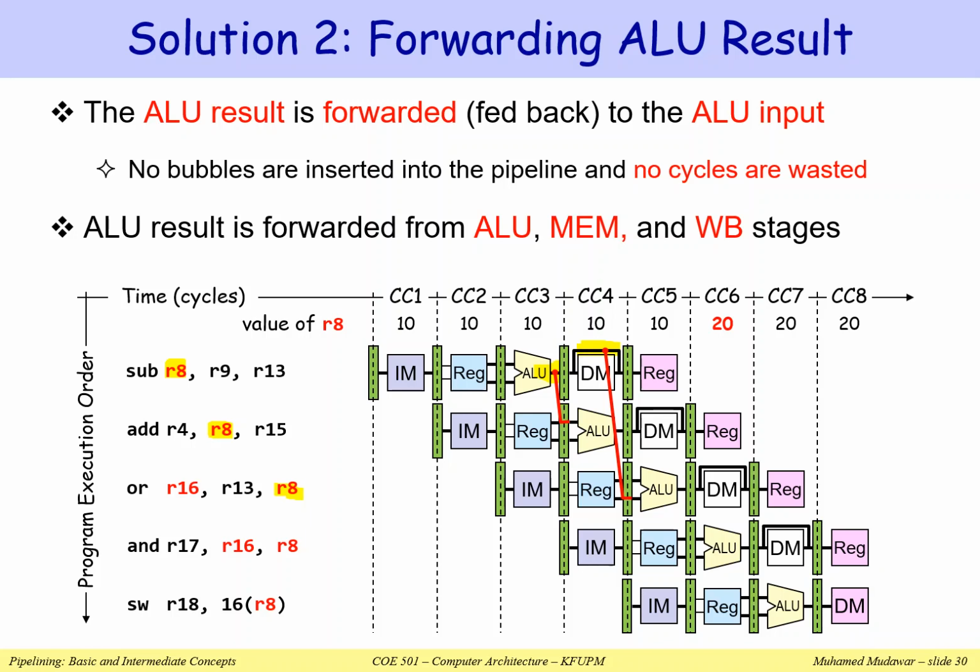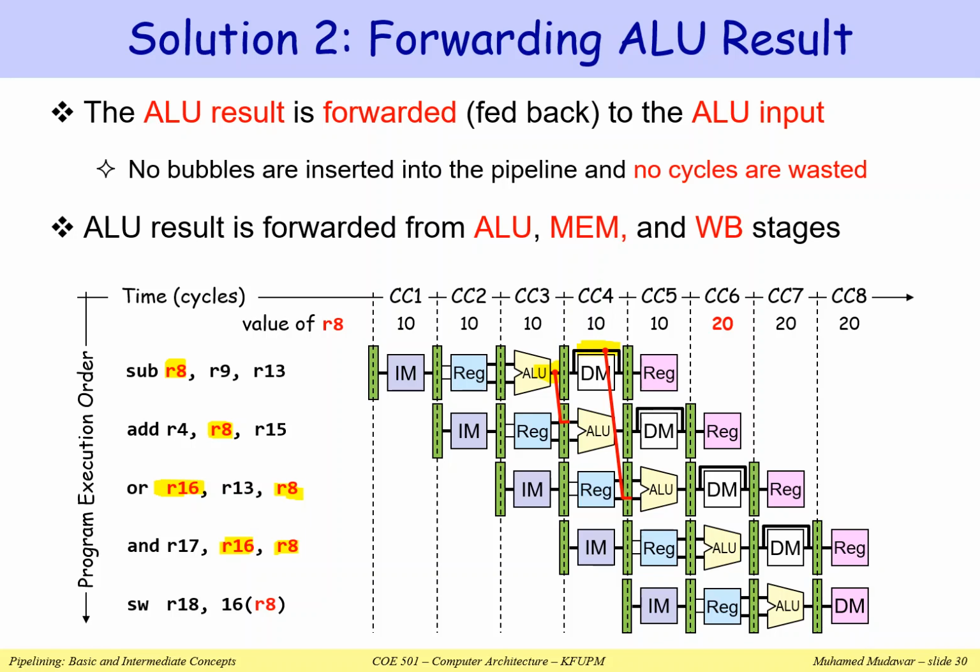Now let us take a look at this AND instruction. I changed this AND instruction. Now this AND instruction is going to read R16 and R8. R16 is computed by the OR instruction. Therefore this AND instruction depends on the OR as well as on the subtract. So we have two data dependencies in this AND instruction. Again, we are going to use forwarding, but there are two forwardings.